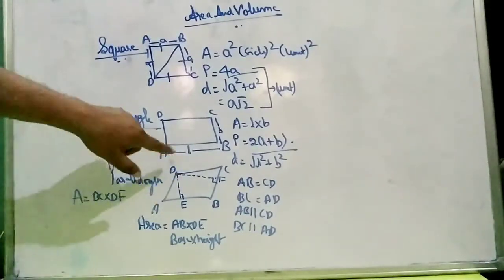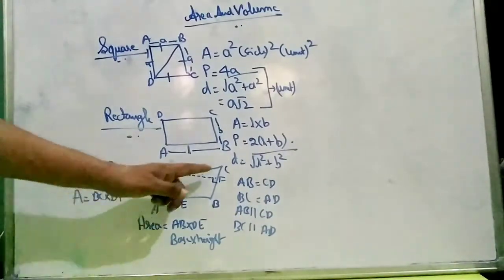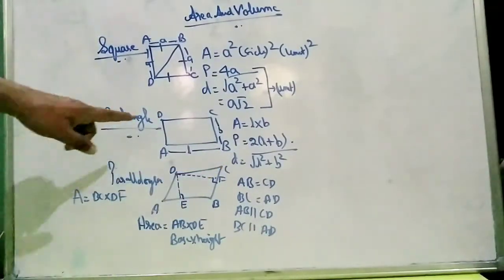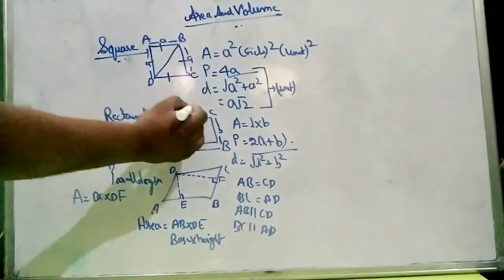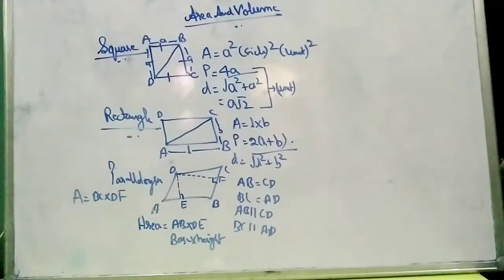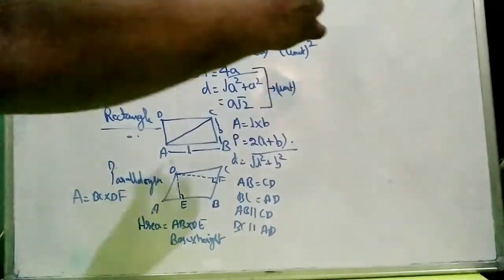If you have to find the perimeter, it is the sum of all the sides of a parallelogram. There will be no diagonal formula. Why? Because the diagonals are different. In the previous two cases, the length of the diagonals will be the same, but in the case of a parallelogram, it will be different.